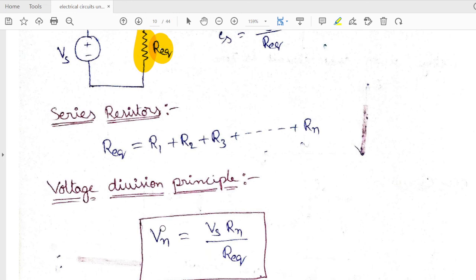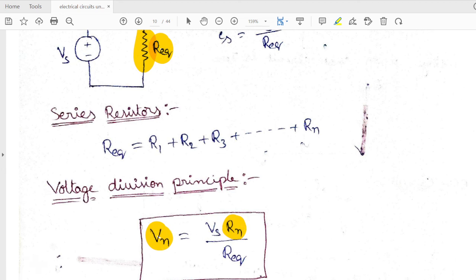See, if I want to find the voltage across any element in the series combination, for instance, the voltage across the resistor Rn, then the voltage across the element Rn, Vn, is equal to the total voltage applied across the circuit, Vs, multiplied by the element in which I want to find the voltage, that is Rn. So Vs multiplied by the resistance of that element divided by the total equivalent resistance of the series combination gives you the voltage across that particular element.